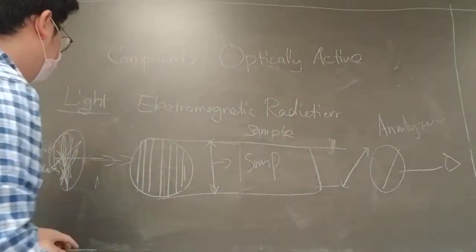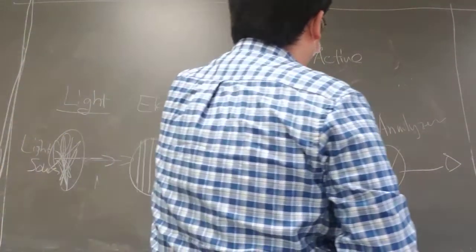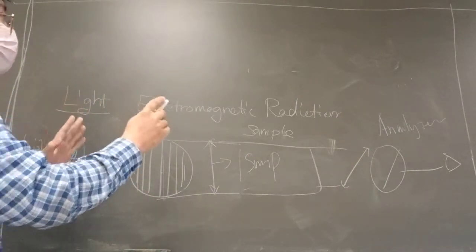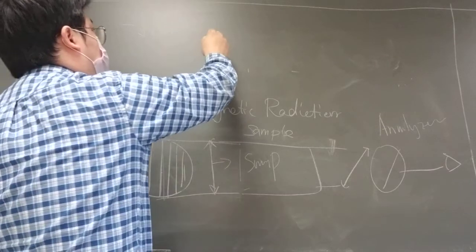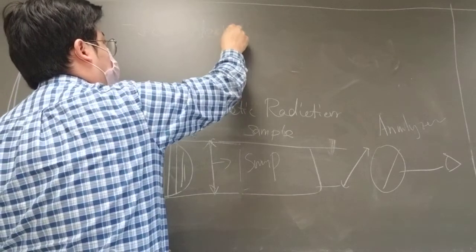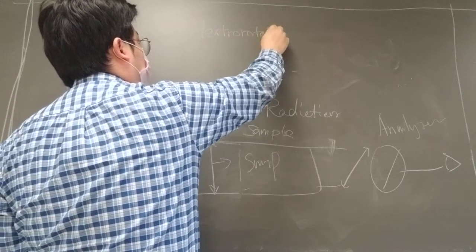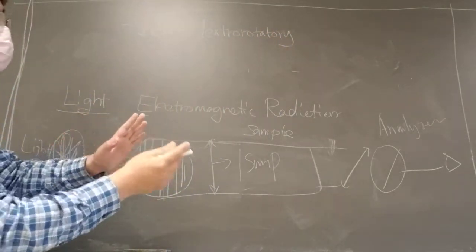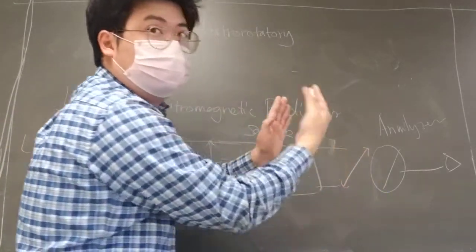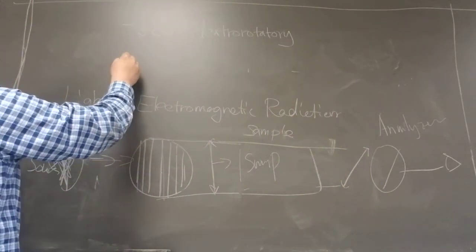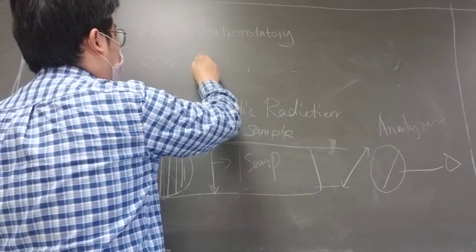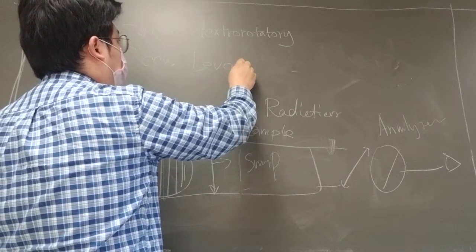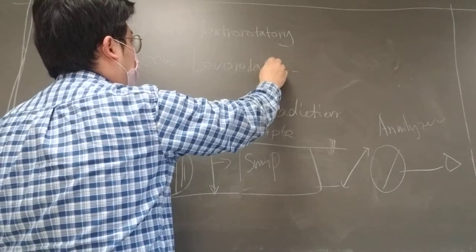So then, if your light rotates clockwise, we call this dextrorotatory. If this polarizer goes this way to the left, maybe you can say counterclockwise, then we're going to call this levorotatory.